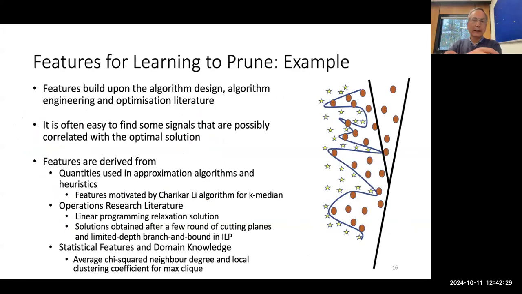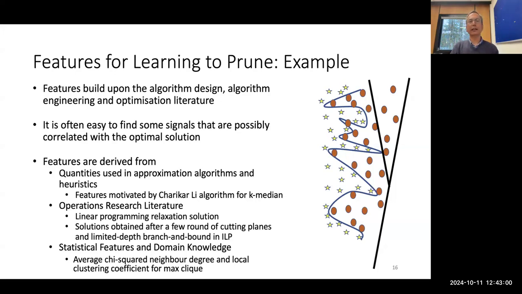Now, just as in the case of Vissen, what she talked about, an important part of this learning framework is the features that we get. You can, of course, get the features from the graph representations, and they can be very generic. But we can also have problem-specific features in this case, and they can come up from the algorithm design, algorithm engineering, and the optimization literature.